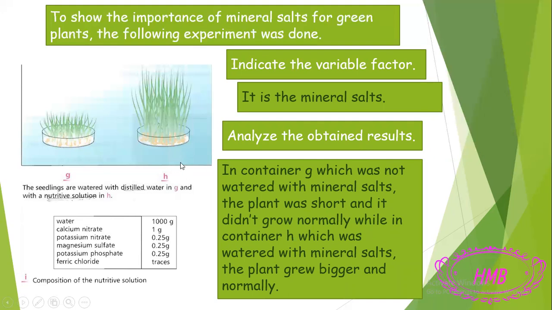In container H, it was watered with mineral salts. So again I mentioned the variable factor. What was the result with this variable? The plant grew bigger and normally. It was a healthy plant. So again in analyze I relate the variable factor to the results. In G, because I don't have mineral salts, the growth was weak or poor, it's not normal, it's short. Why in H? Because I have the mineral salts, the growth was normal, it was healthy, and the plant grows bigger and higher.